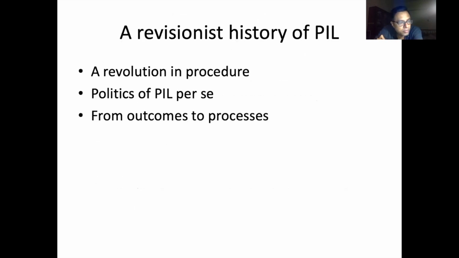Anyhow, what I try to do in my work is to move the discussion of PIL and its politics away from a focus on outcomes to a focus on process. So PIL, as I argue, is primarily a revolution in procedure. And I believe that locating the politics of PIL in terms of its impact on different social identities, the rich and the poor, men or women, upper caste, lower caste, etc., does not really address the nature of PIL per se. Much of the analysis has tended to focus on the outcomes and whether it has benefited the poor, etc. But what I tried to do was to move the focus to process rather than outcomes.